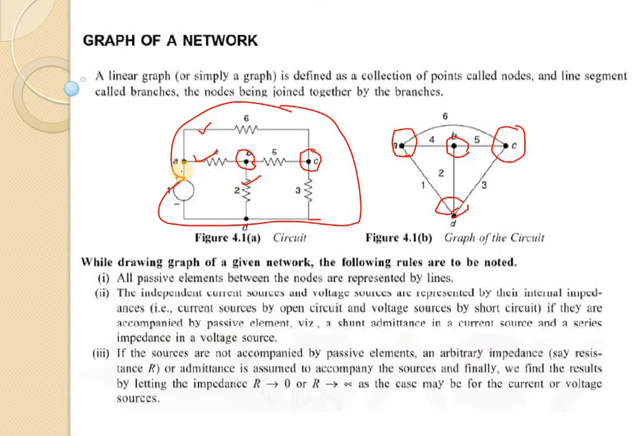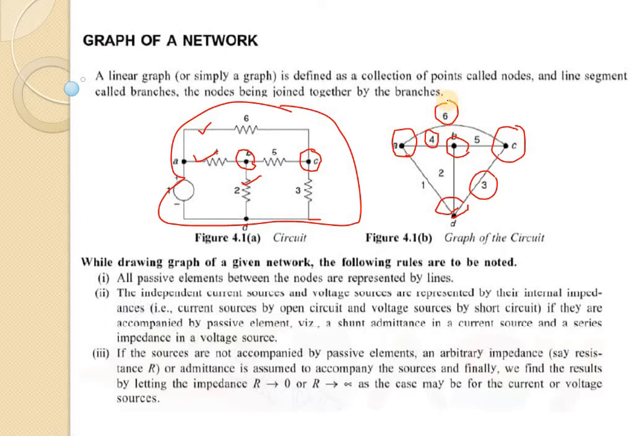That means A and B are joined with the 4 ohm branch, so we have numbered it 4. Next, B and C are joined with the 5 ohm branch, so it is numbered 5. Then B and D are joined with 2 ohm. Here A and D are joined by a voltage source, so this branch we have numbered 1. And between C and D it is joined with 3 ohms, so we have numbered this 3. In that way we have put all the branches.